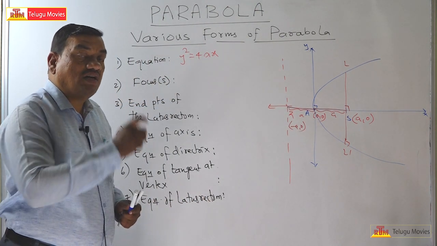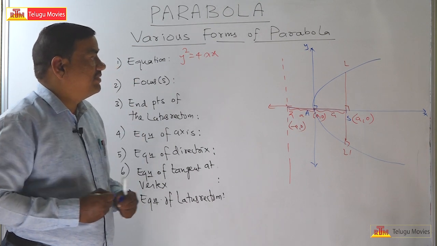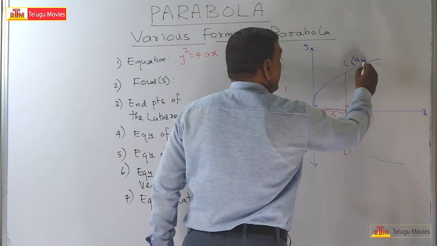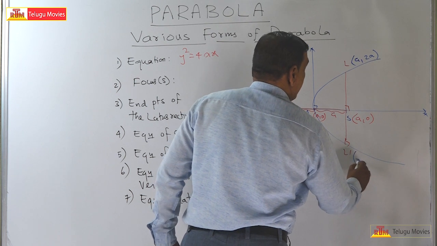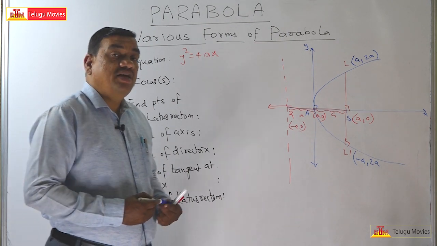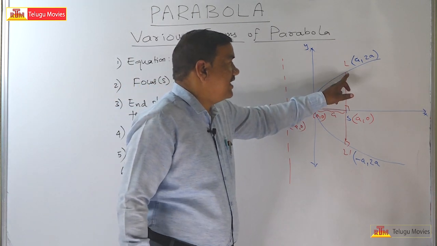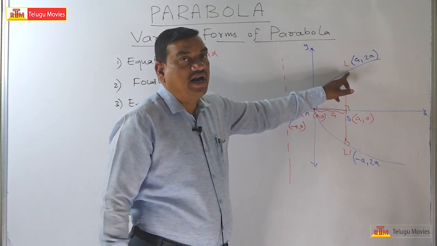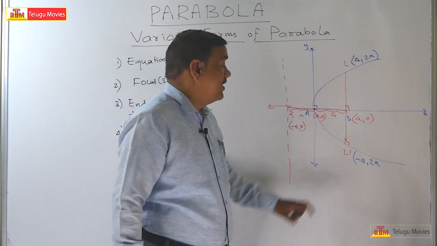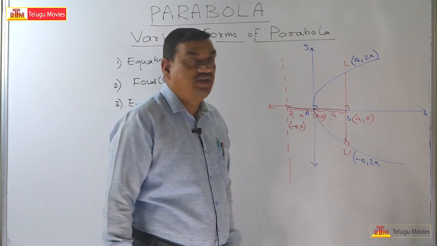What is the length of the latus rectum? The length of the latus rectum L L dash is 4a. Therefore, these coordinates are a comma 2a and minus a comma 2a. In examinations, they will ask for the equation of the tangent at the positive end of the latus rectum. This is called the positive end because it lies in the first quadrant. This is called the negative end because it lies below the x axis.